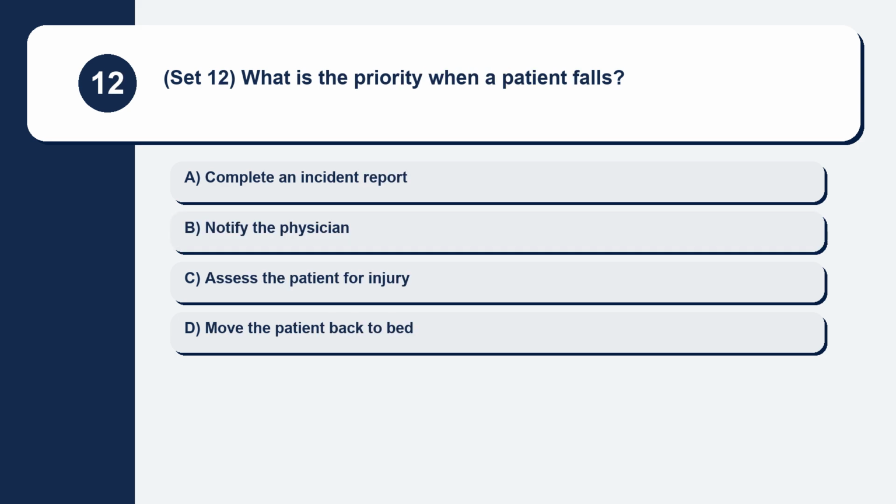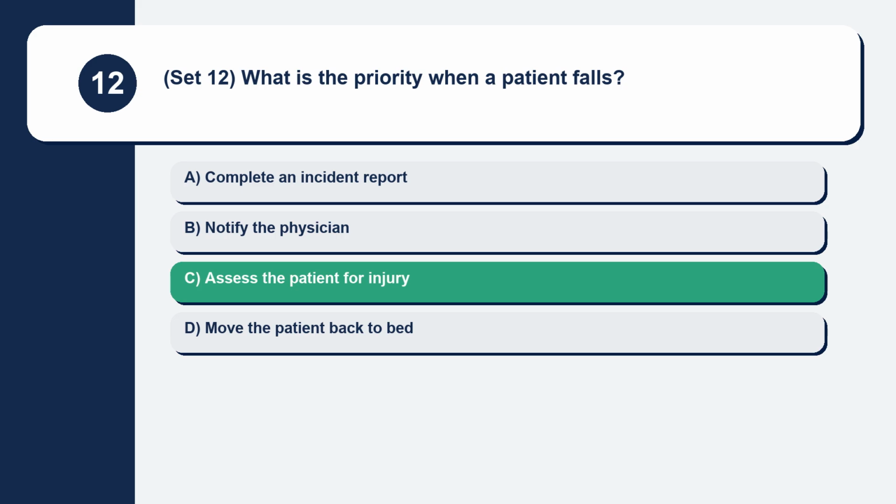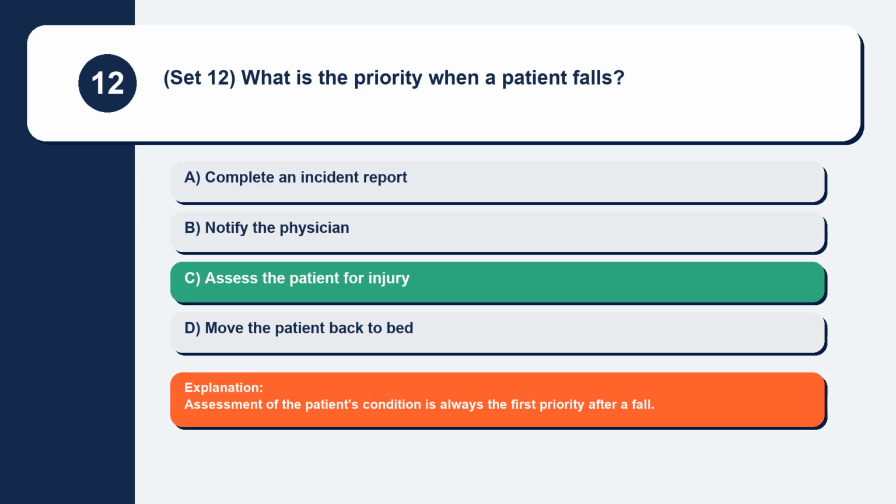Question 12. Set 12. What is the priority when a patient falls? Complete an incident report, notify the physician, assess the patient for injury, move the patient back to bed. Assessment of the patient's condition is always the first priority after a fall.